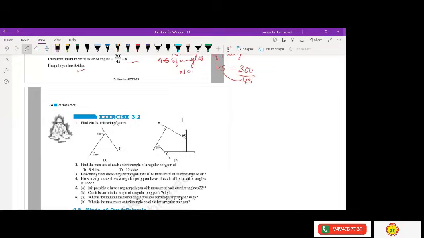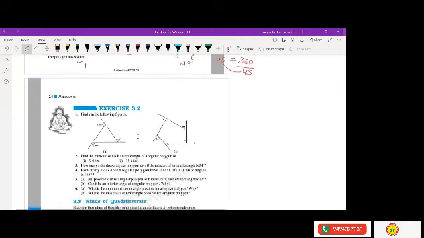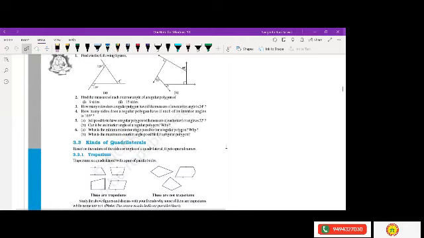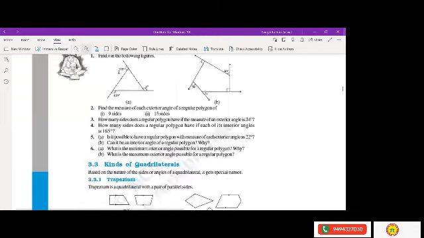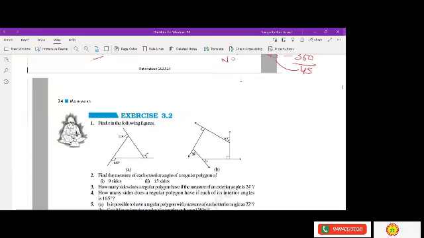Now coming to this part of your chapter, this is exercise 3.2. Find x in the following figures. Now here see, this polygon is given, this angle is given x here, right? You have to find the value of x. Will you be able to do that? This angle is not known to us. This is known to us.